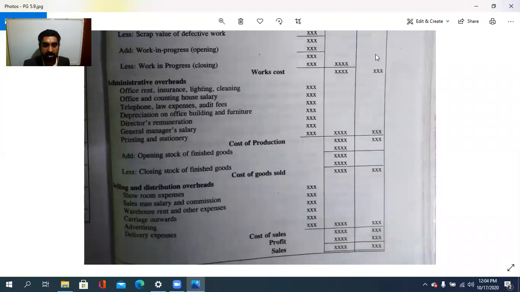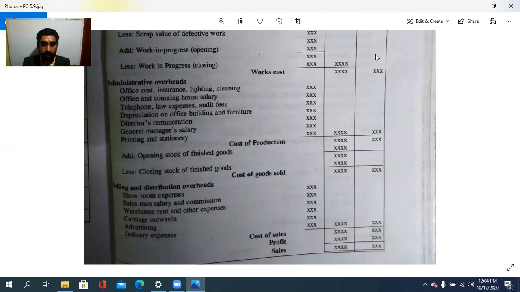Along with the cost of production, we need to adjust the opening stock of finished goods and the closing stock of finished goods. Add the opening stock and deduct the closing stock, and we will get the cost of goods sold. So with the cost of production, we add the opening stock of finished goods and then deduct the closing stock of finished goods, and we will get the cost of goods sold.